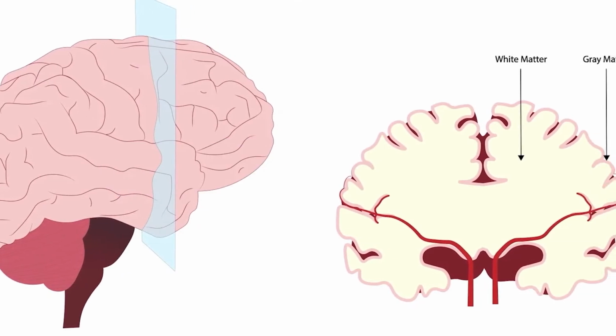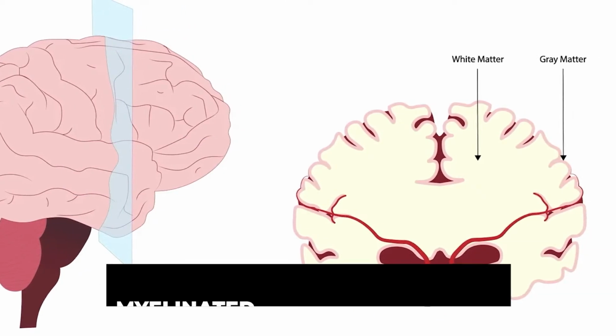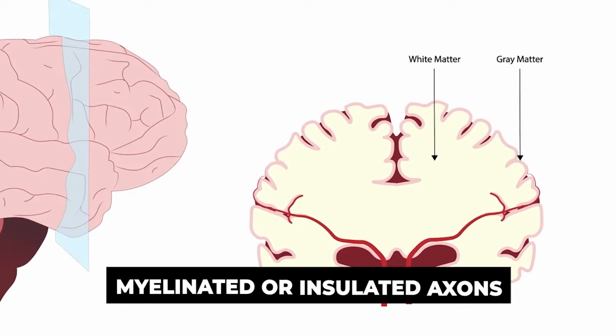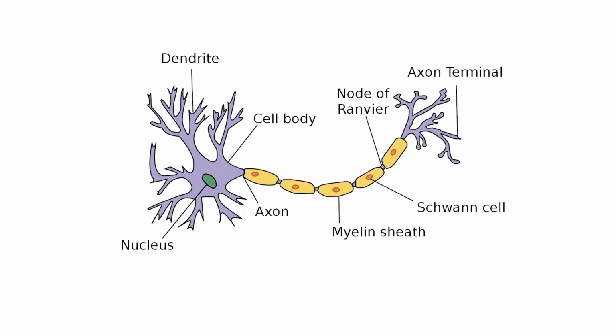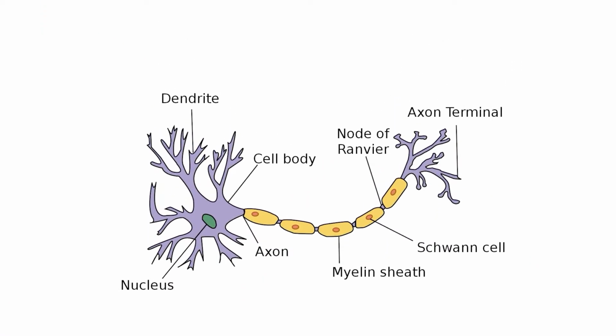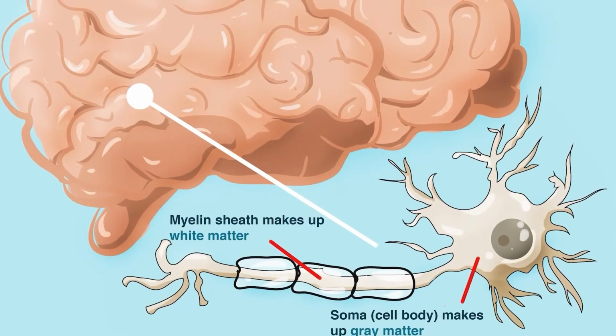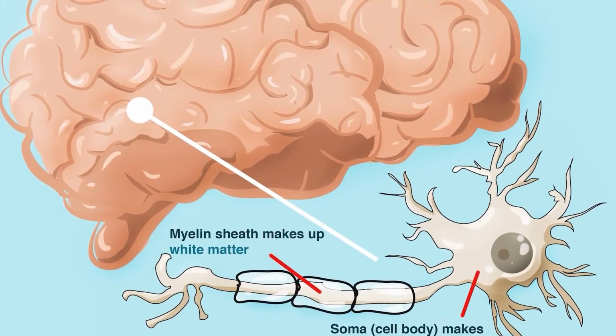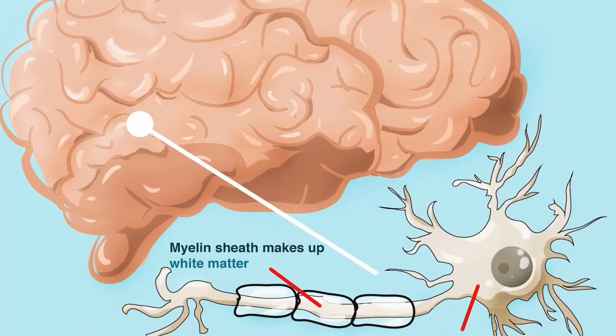White matter. Located beneath the cerebral cortex, white matter is made up of myelinated or insulated axons, which are nerve fibers that connect different parts of the brain to each other. The myelin gives this region its white appearance and helps accelerate the transmission of signals between neurons.